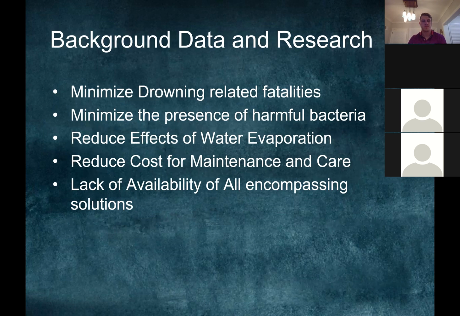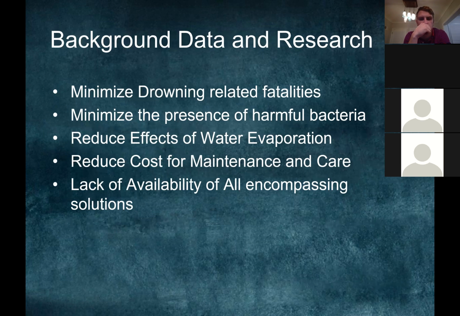Next, we are striving to reduce the effects of water evaporation and the effects on the environment. On average, around 25 to 50,000 gallons of pool water evaporate from a standard swimming pool each year. And so by monitoring and mitigating factors that contribute to evaporation, we are hoping to better the environment.